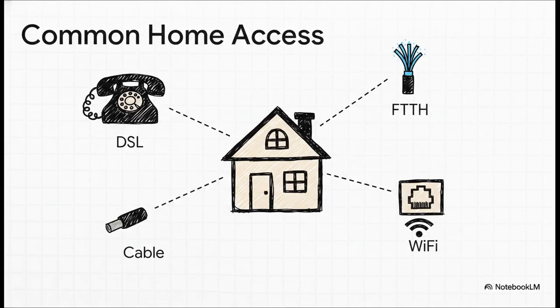For most of us, this on-ramp is our home internet connection, and the technologies that make it happen are probably familiar. You've got DSL, cable internet, and the one everybody wants these days, fiber to the home. We'll also touch on Ethernet and Wi-Fi, which you find pretty much everywhere.